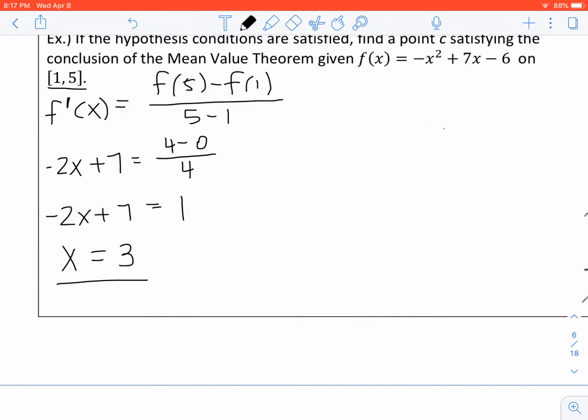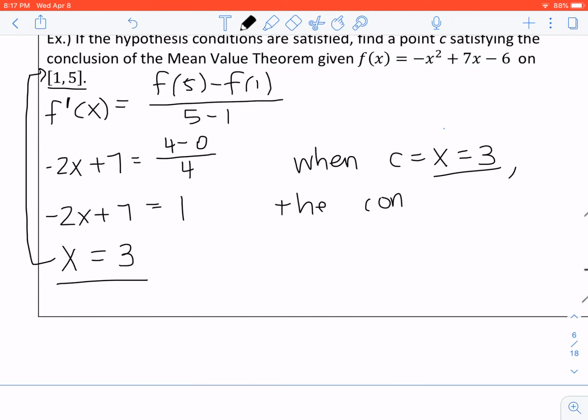And so this value should be in your interval between 1 and 5, and it is. So we have when our value of c, or you can say x, is equal to 3. Again, whatever variable you want to use. The conclusion of the mean value theorem is satisfied.